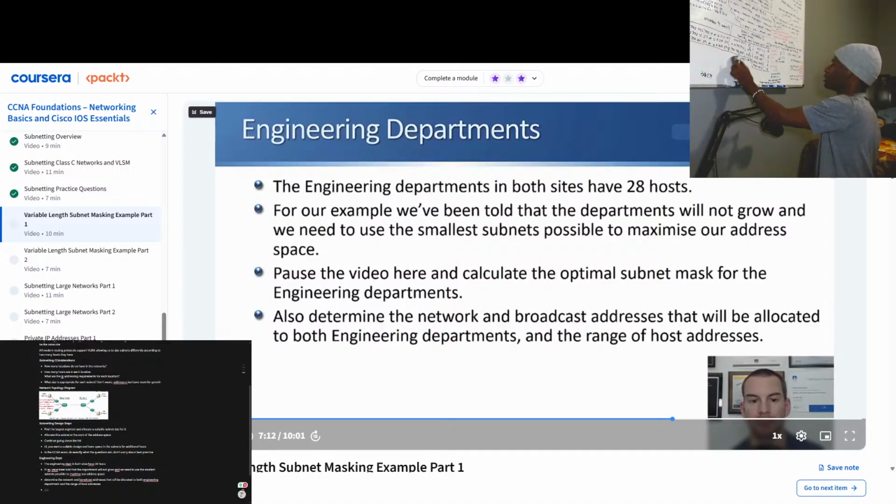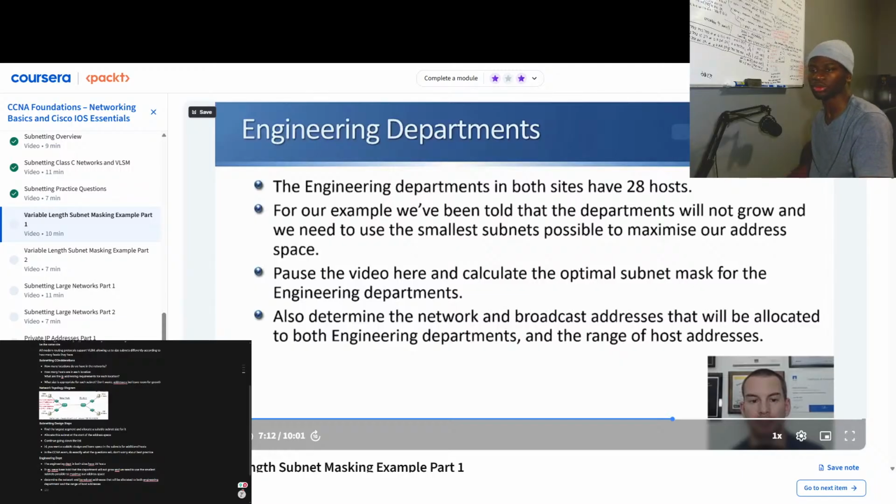Engineering 1 and engineering 2 each need 28. So engineering 1 plus 28, engineering 2 plus 28 too. So we'll have a total of how many? 56? No, that's not divisible by 2. 58? No. Maybe 62. We'll have a total of 62, I think. 56. Okay, I was correct. We have a total of 56.